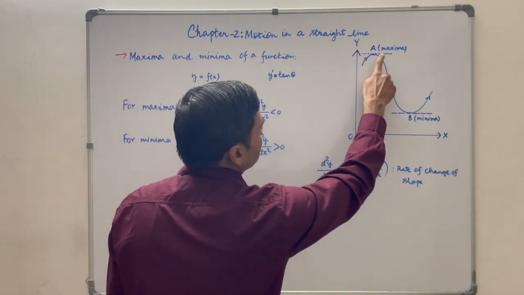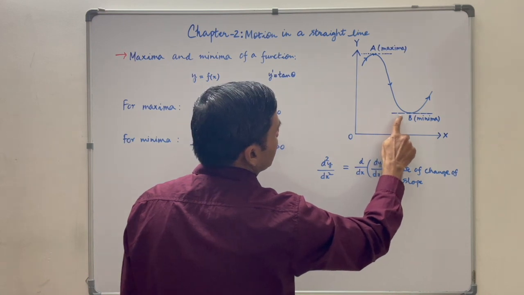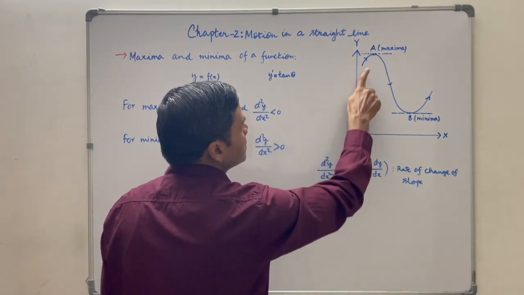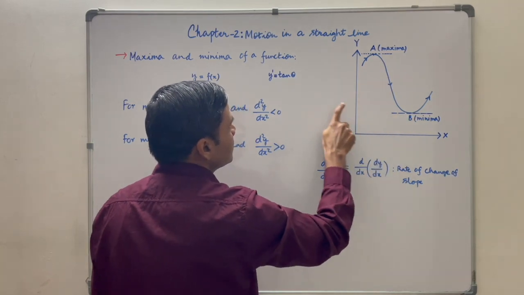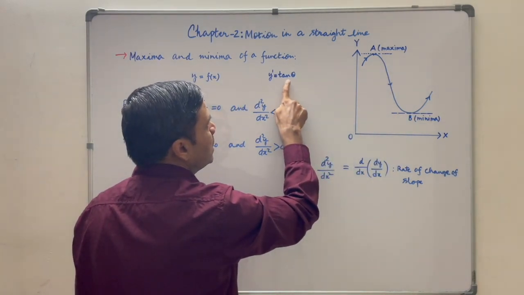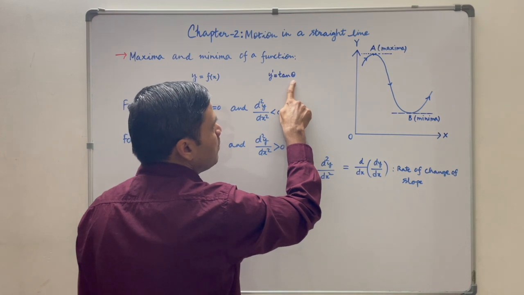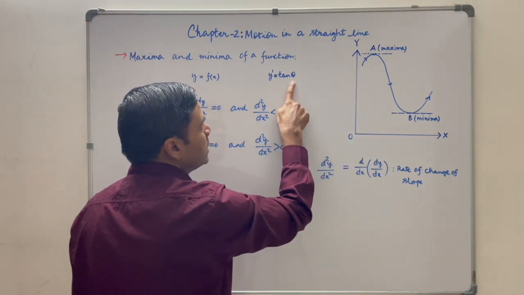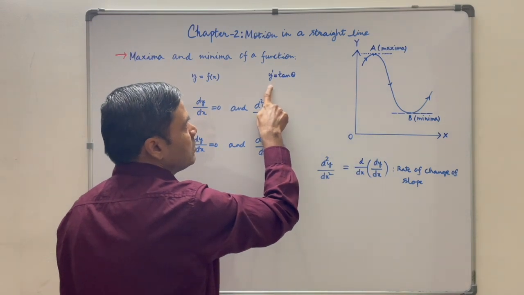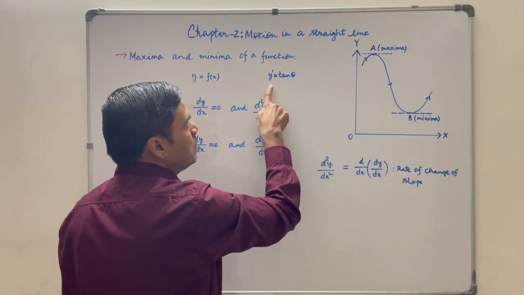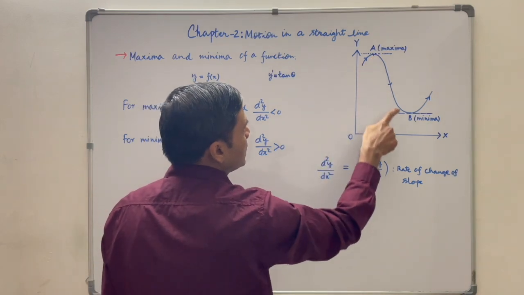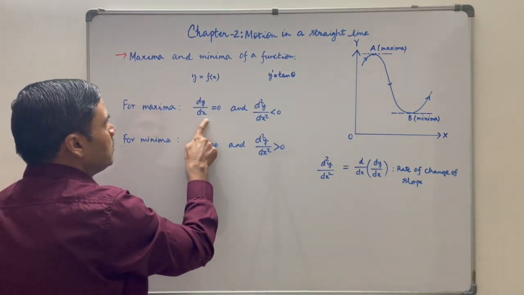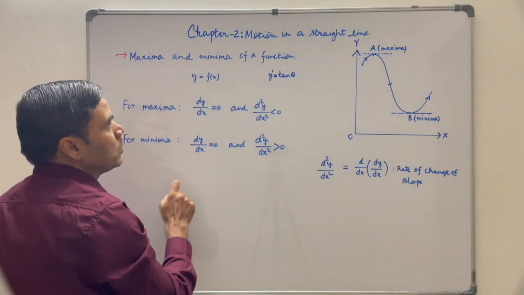Draw a tangent at point A and another tangent at point B. They will be parallel to the x-axis, meaning their slope will be 0. Their slope will be given by tan theta, where theta is the angle they make with the positive x-axis. In these cases, theta is 0 degrees, so y dash, which is given by the slope of the tangent, will be 0 in both cases, maxima and minima. So in maxima and minima, dy by dx is equal to 0.